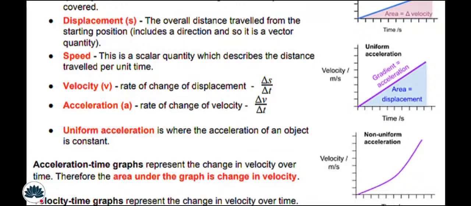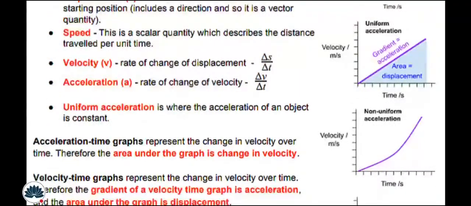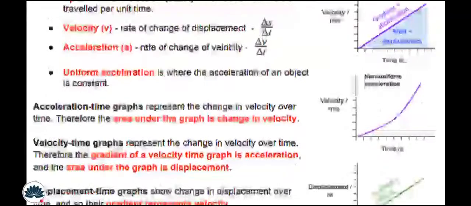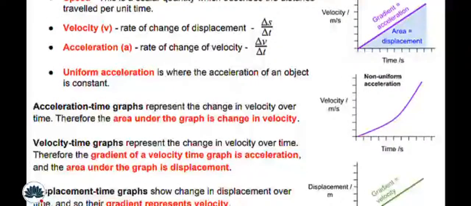The delta T means time. So the time is given to you, and velocity is given to you in the graph. You can easily find out the displacement. A velocity time graph represents the change in velocity over time. Therefore, the gradient of a velocity time graph is acceleration, and the area under the graph is displacement.